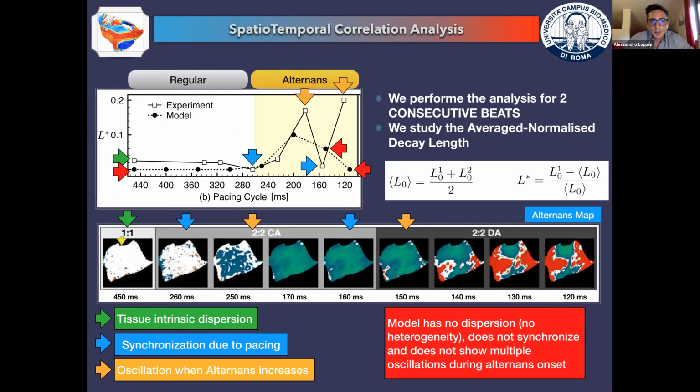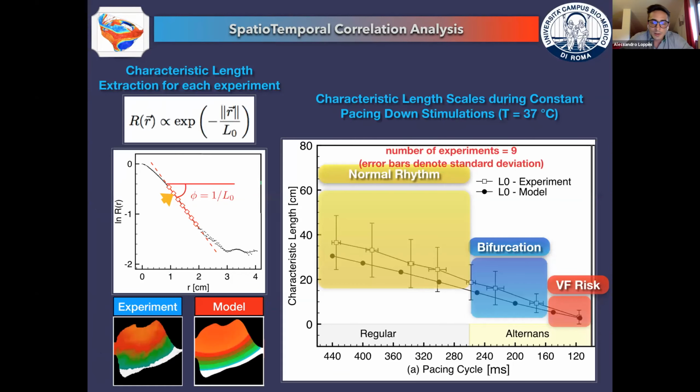To analyze the interbeat variation, I mean, in this case, sorry, I skipped a point. In this case, we average between the two consecutive beats the two characteristic lengths computed, but we also want to analyze the interbeat variation of the characteristic length.